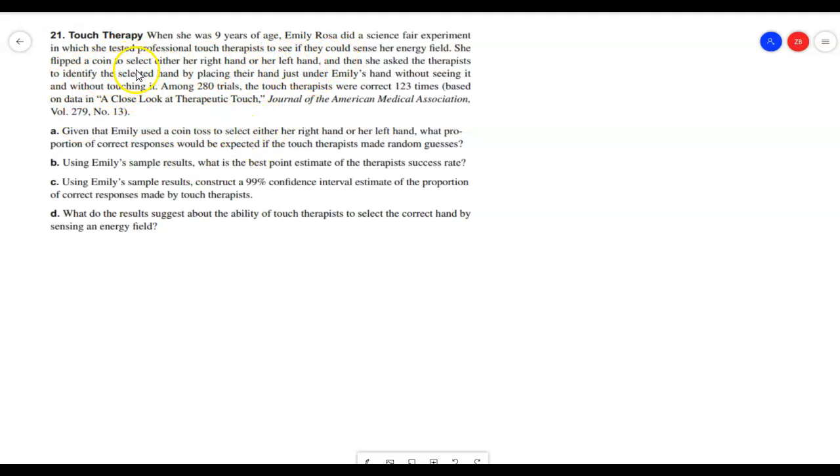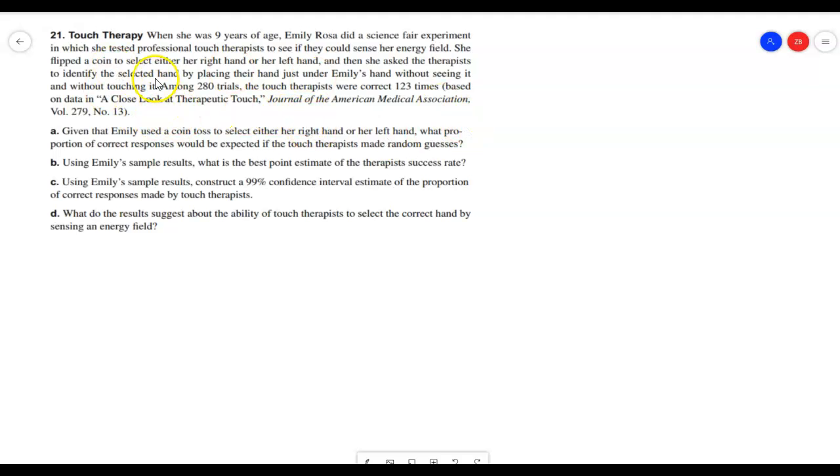She flipped a coin to select either her right hand or her left hand, and then she asked the therapist to identify the selected hand by placing their hand just under Emily's hand without seeing it and without touching it. Among 280 trials, the touch therapists were correct 123 times.